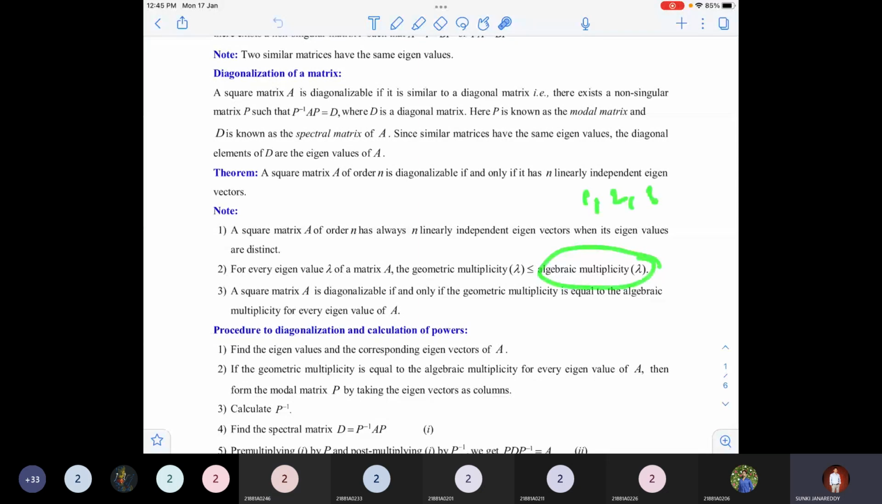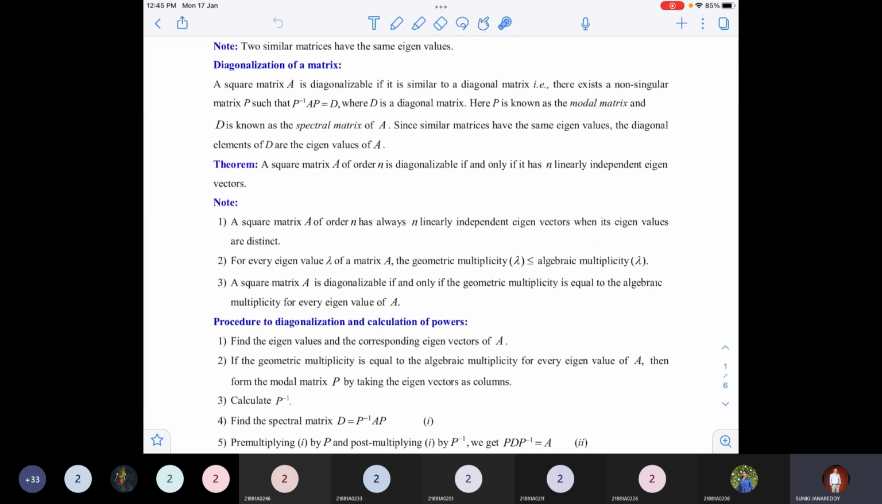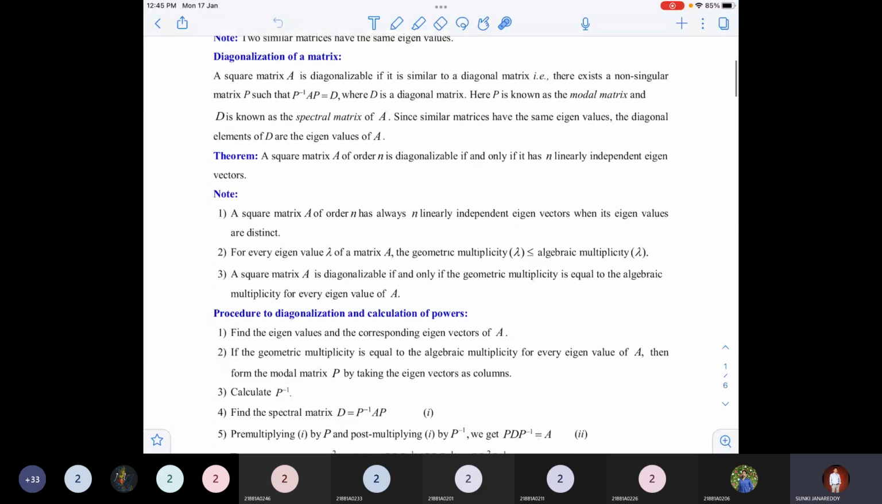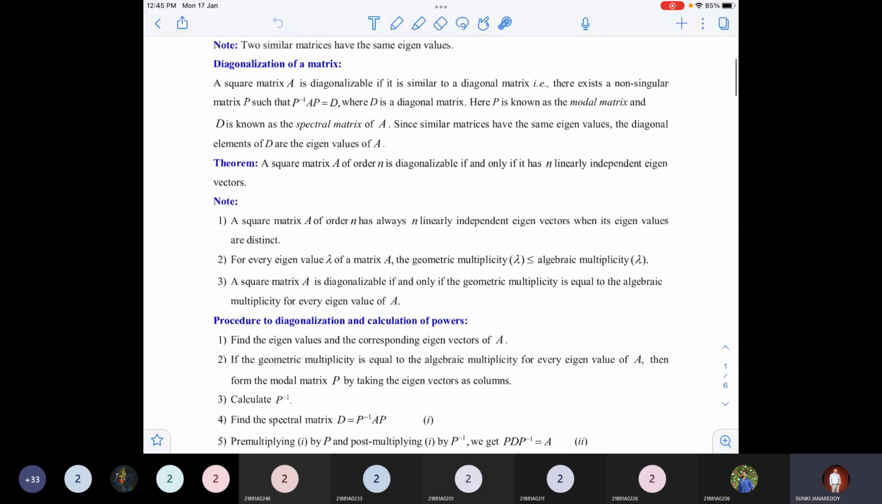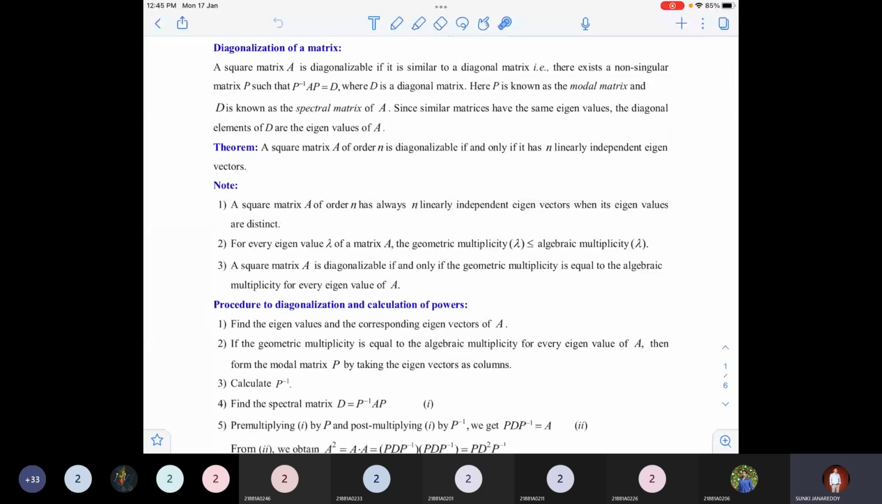For example, 1, 2, 3. How many times is each repeated? One time only. So the algebraic multiplicity for 1 is 1, for 2 is 1, and for 3 is 1. For each eigenvalue, the number of linearly independent eigenvectors is the geometric multiplicity. You should remember this also: geometric multiplicity is less than or equal to the algebraic multiplicity of lambda.